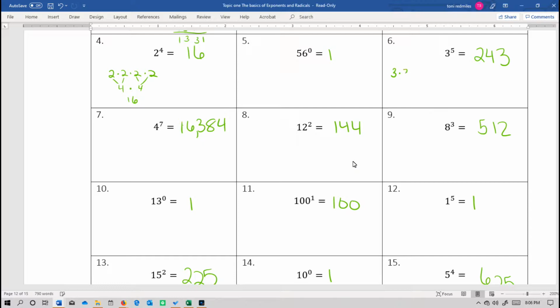This is 3 being multiplied together 5 times. It's going to be 9. 9, drop down my 3. 9 times 9 is 81, times 3. 243.